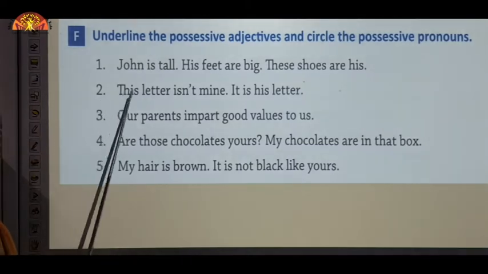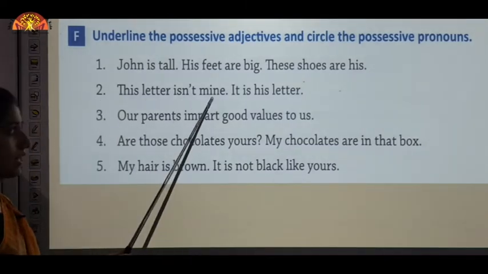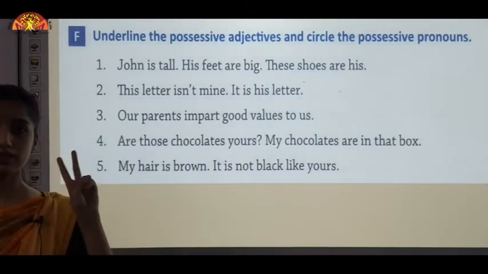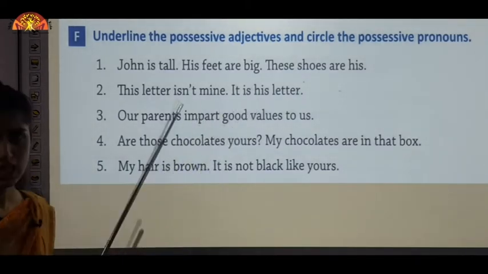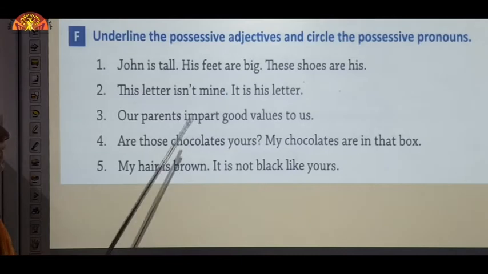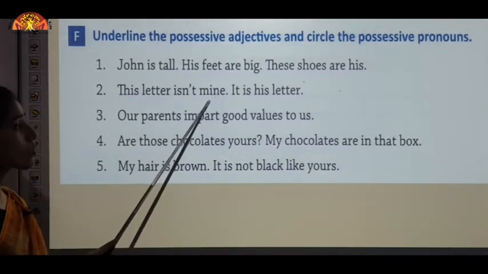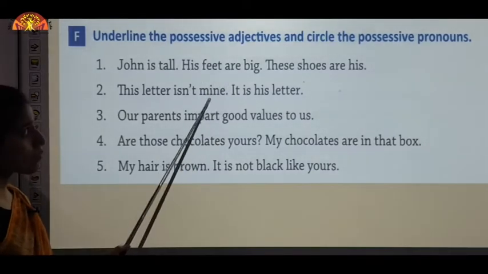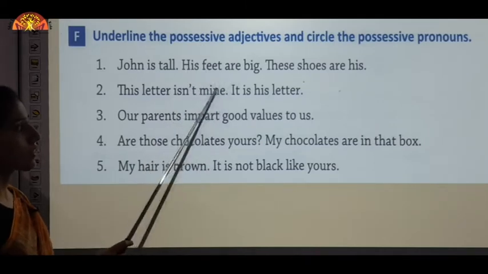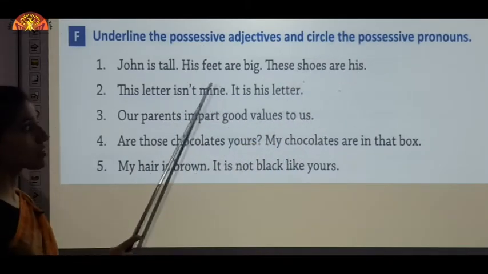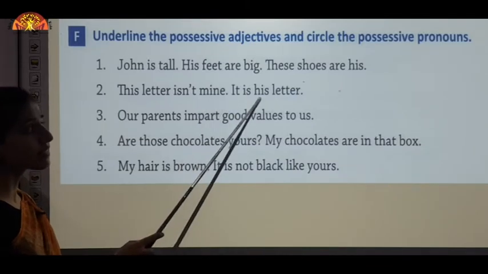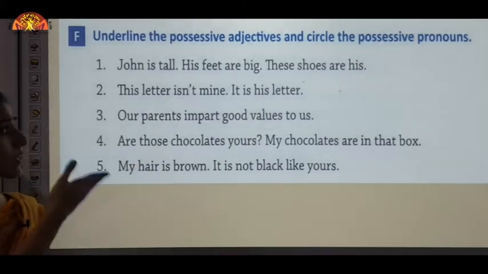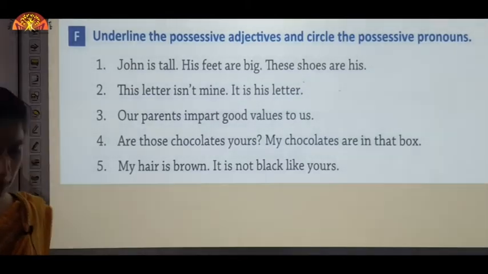Okay. Now coming to the second one. This letter isn't mine. It is his letter. As you can see, we are getting two types of things over here, that is mine and his, that are showing something related to the noun. Right. You can see here mine is not placed before any noun over here. So mine is a possessive pronoun, and we have to circle it. And in his letter, it is coming with a noun. So his is a possessive adjective over here. So the rest will be done like this only.